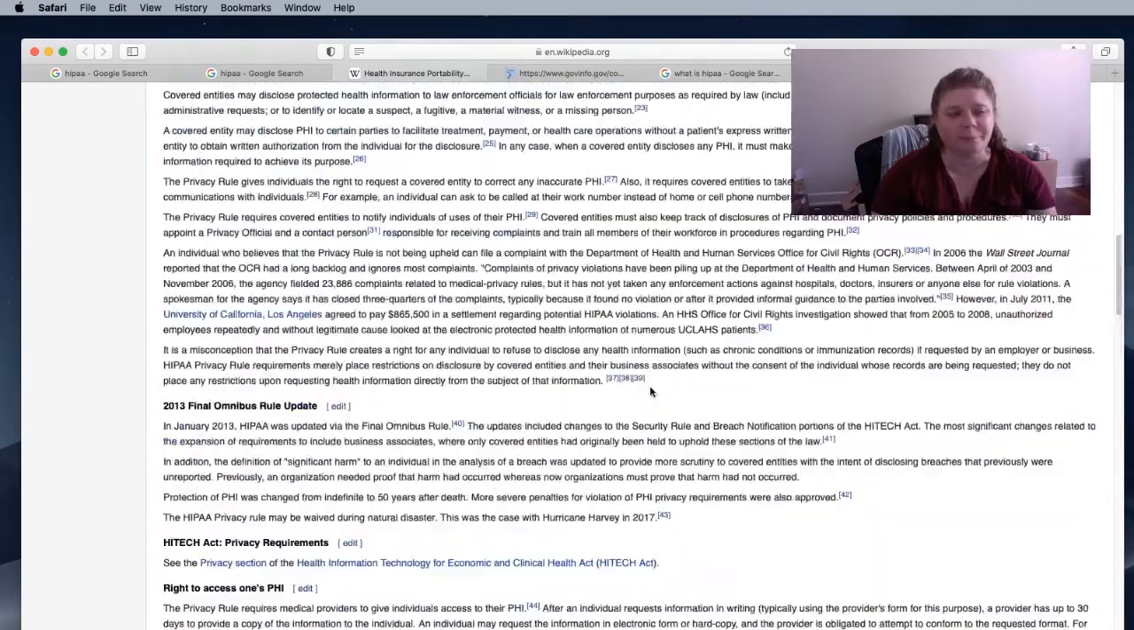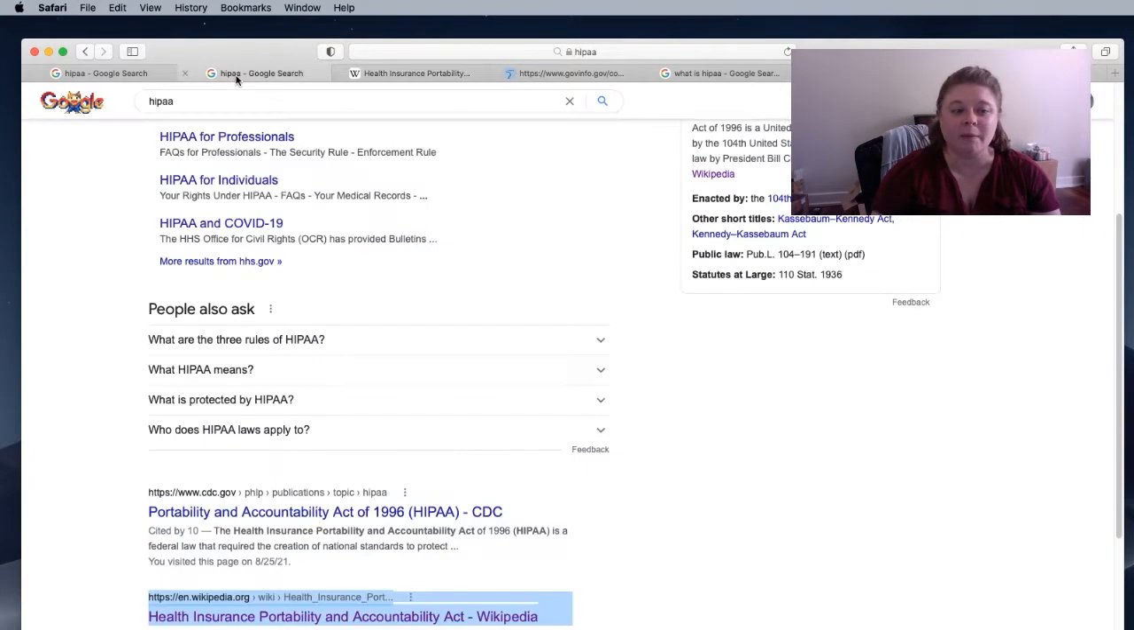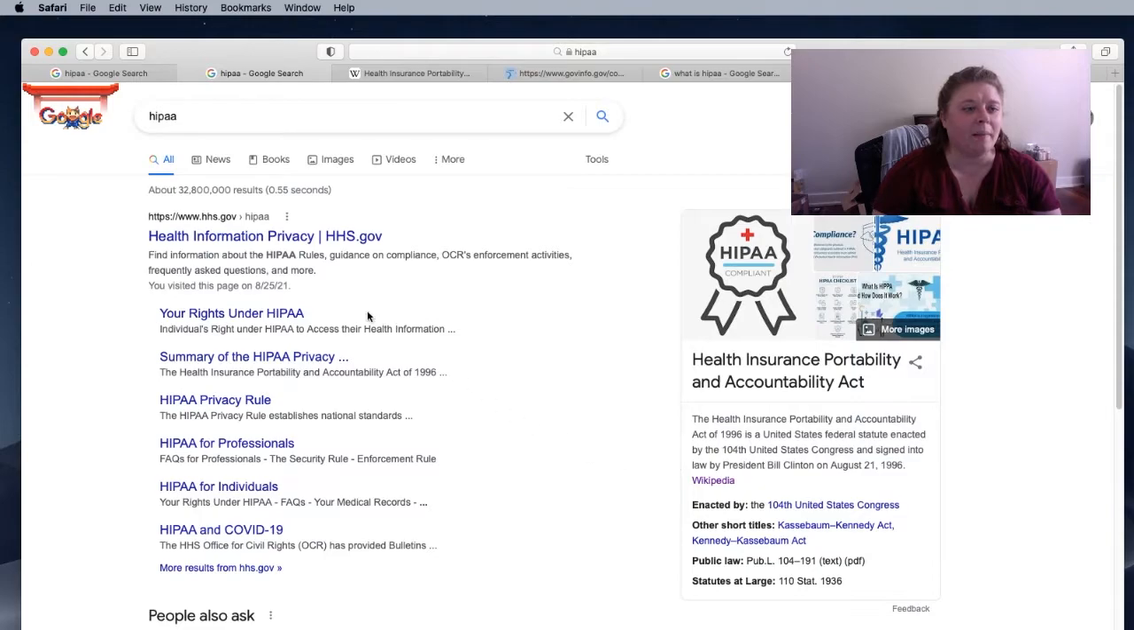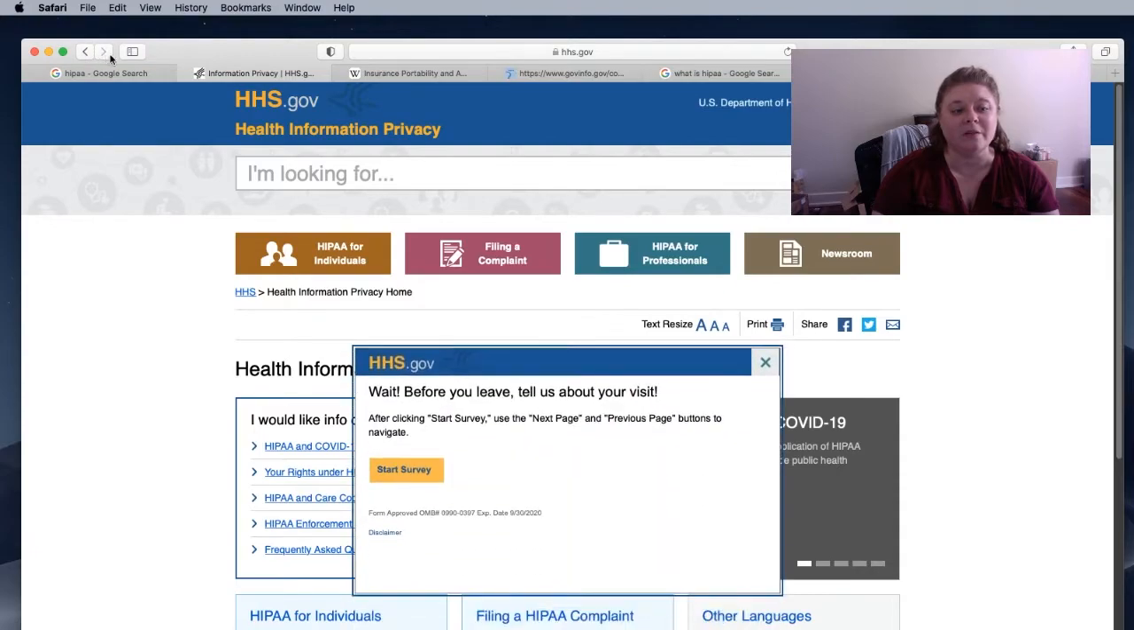understand the topic. One thing that you'll also find in Wikipedia articles is places you can go to get more authoritative information. If you read the Wikipedia article, you would learn that HIPAA involves health insurance and healthcare entities, and it is administered by the HHS, otherwise known as the U.S. Department of Health and Human Services.